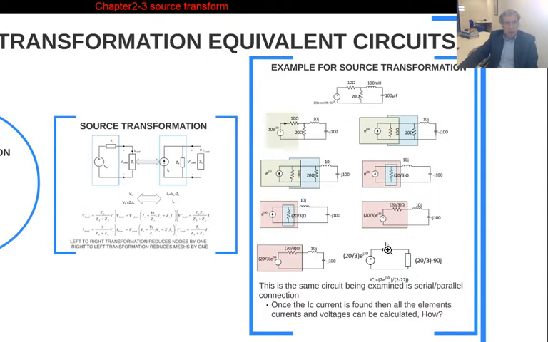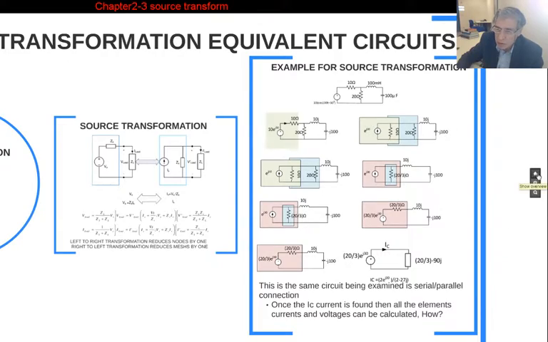Once you found this current, as we explained already, you can find all the elements' current and voltage phasors, and you can always transfer these phasors to the time domain currents and voltages. So that is the equivalency concept that we could use in the frequency domain. This concept is related with the source transformation. Source transformation included the equivalent circuits that we have just seen.